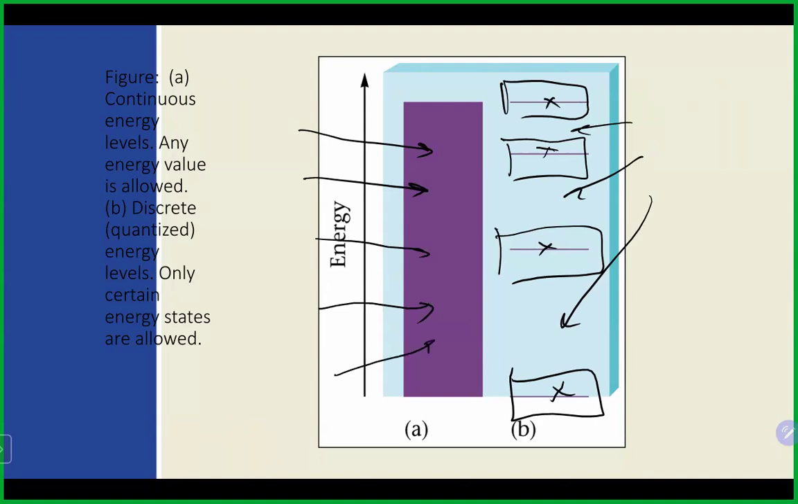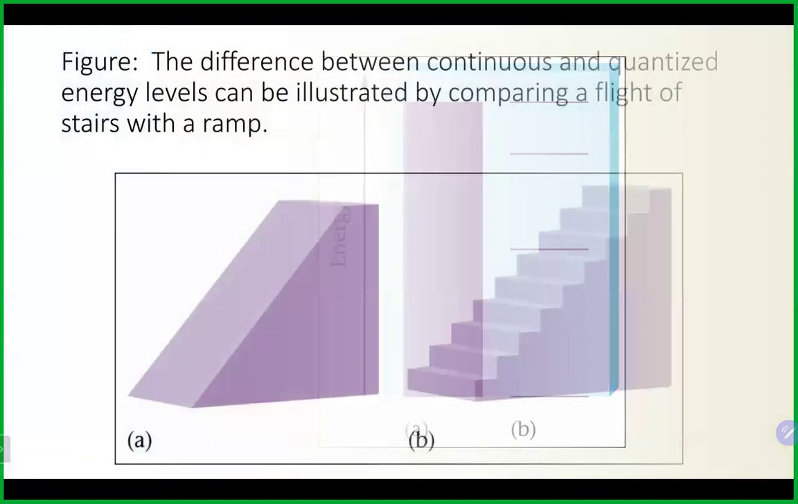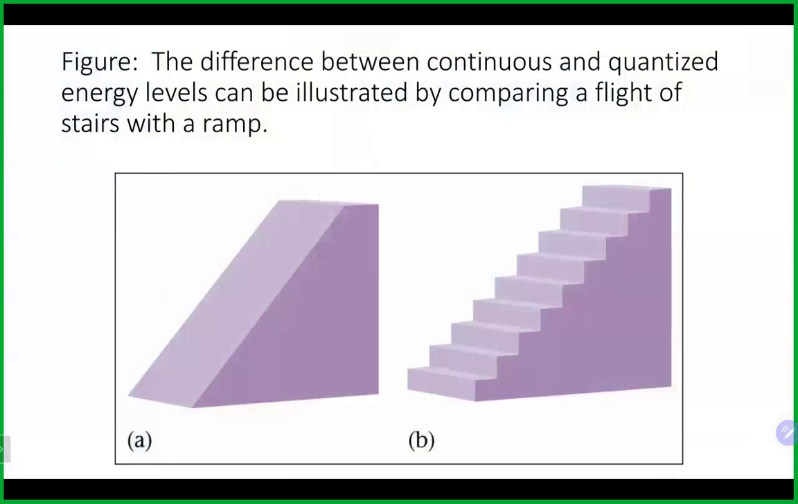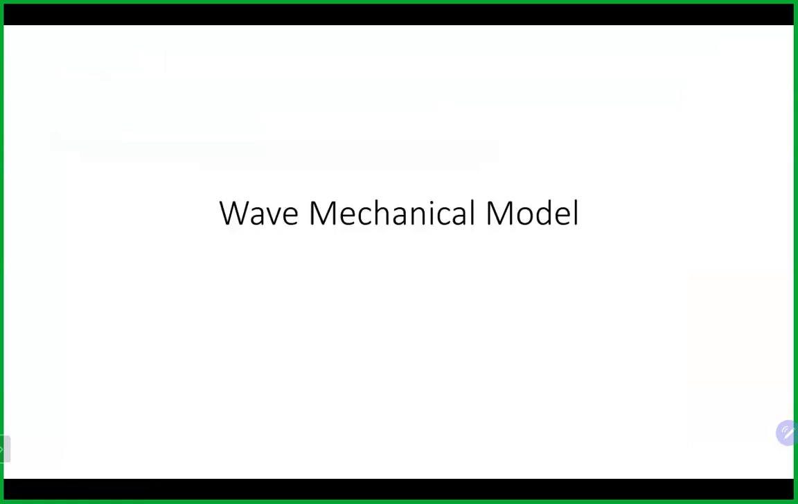The sun, for example, gives off a continuous energy. You get everything coming out all at once. And again, our ramp versus our staircase example that we've seen a number of times. Now, this Bohr model, as I mentioned, does work really well for hydrogen. But once you move away from hydrogen, you get a lot more electrons involved. It really doesn't hold up.